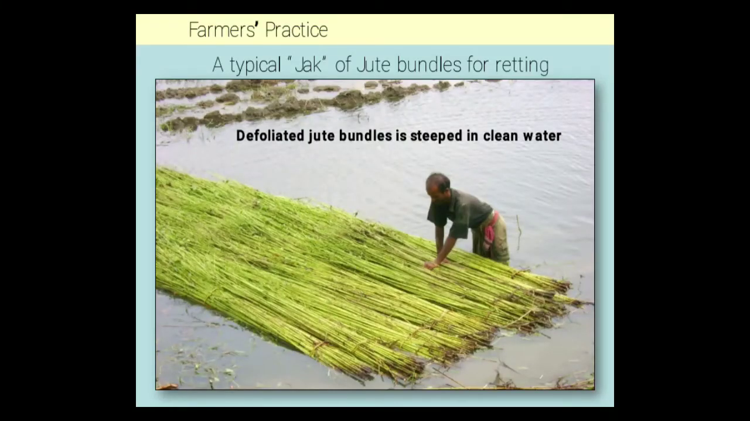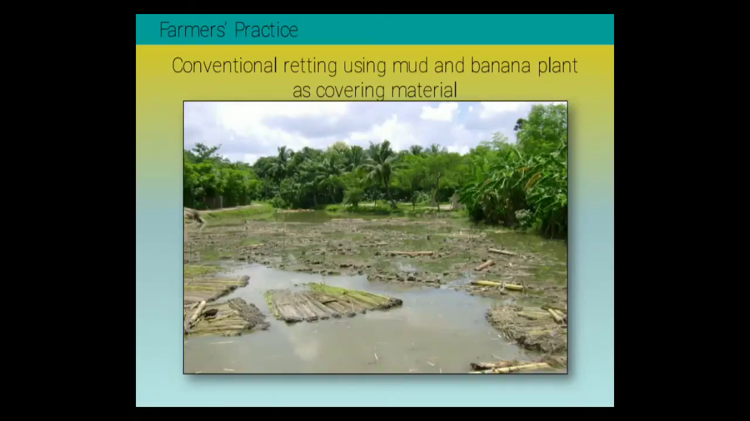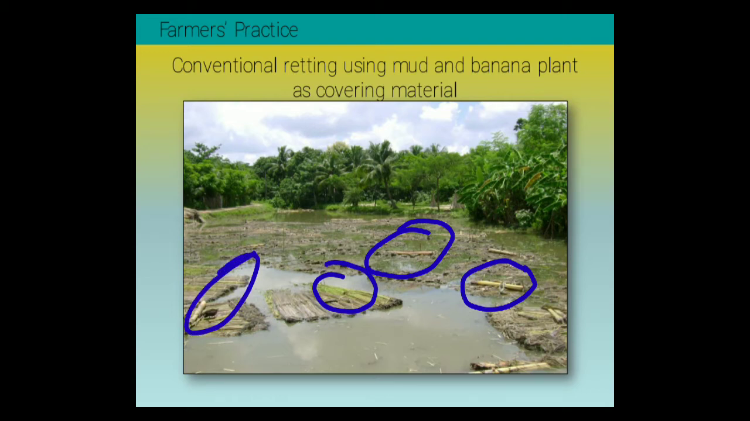Defoliated jute bundle is steeped in very clean water. You get to see that they are being placed in stacks one after the other in clean water. Now in this particular slide, you get to see that this particular steeping is done using mud and banana plant as covering material. You get to see the banana plants. These are all banana plants, right, which are kept on your jute stems, and these banana plants are actually soaking the jute stems in the water containing microorganisms.